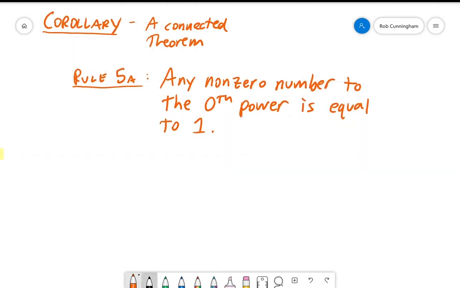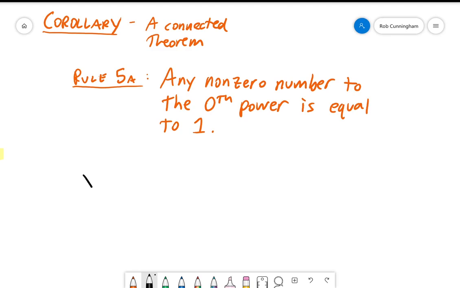Okay? And it makes sense from a lot of perspectives. We talked in class about how if multiplying means adding 1 to the exponent, then dividing means subtracting 1 from the exponent. So anytime you get to the 0th exponent, you are dividing a number by itself to get to 1. But it also makes sense in the context of the rules we've just learned.